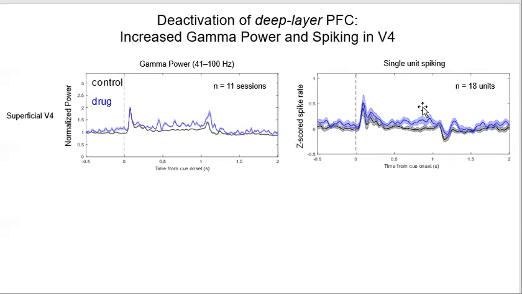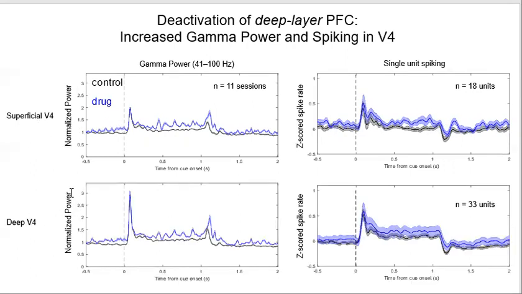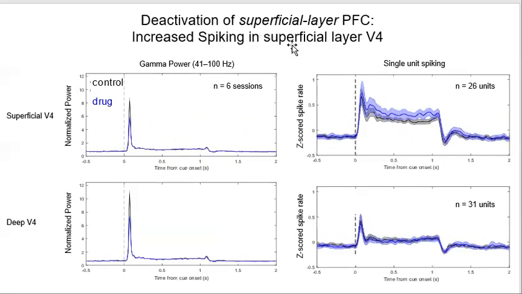Similarly, we see increased spiking activity in superficial V4. And it's the same story in deep layers of V4, increased gamma power and increased spiking. Next, we can look at deactivation of superficial layer prefrontal cortex. There's a less striking result, no clear change in gamma power. However, there's increased spiking activity in superficial V4.